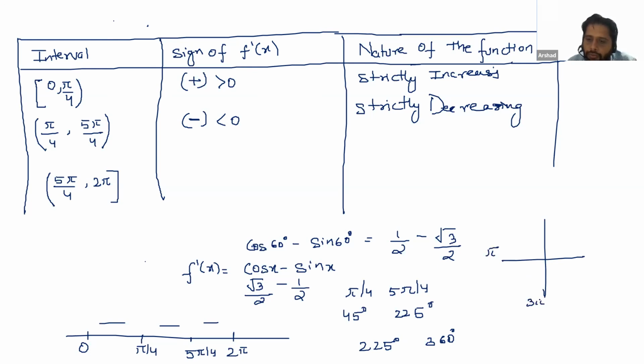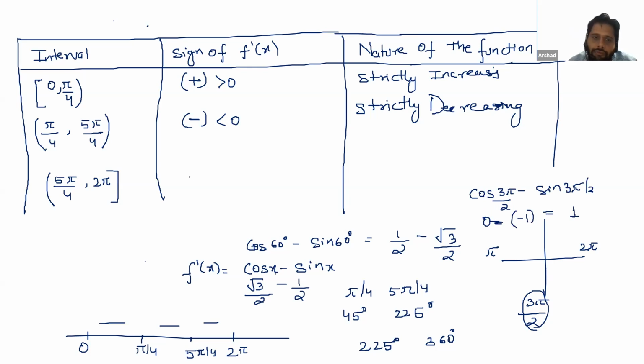We have a 3 pi by 2, and we have this 2 pi. So we will take the value 3 pi by 2, because it is a standard angle, so we can directly put the value. Here we have cos x minus sin x, so I will write cos 3 pi by 2 minus sin 3 pi by 2. What is cos 3 pi by 2? It is 0. Minus, what is sin 3 pi by 2? Minus 1. So this will give you 1, positive.